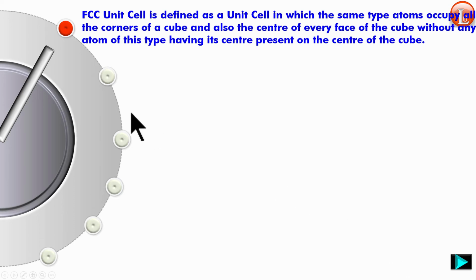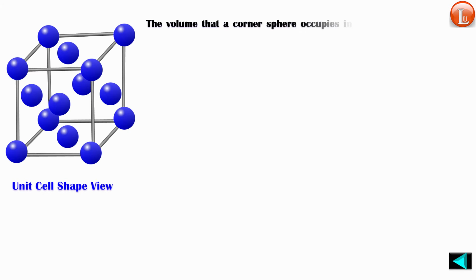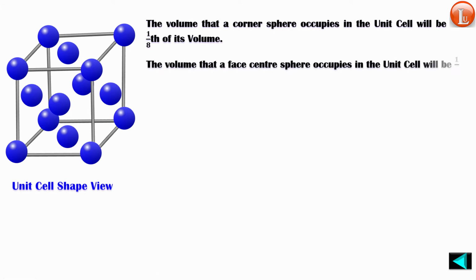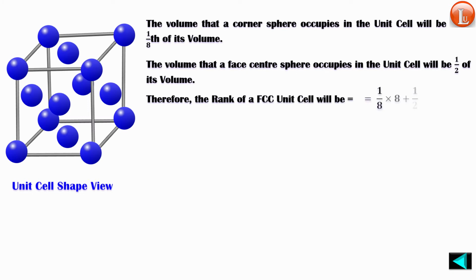So now let's look at the rank, the contribution. Well, this was the unit cell. Let me do it quickly. The volume that each of the corner occupies is 1/8, as we know, and the volume that each of these face centers occupies is only half in and half out. So each face center has a contribution of 1/2, and there are 6 face centers and 8 corners. So 1/8 into 8 and 1/2 into 6, that makes it 4. So the rank of the unit cell is 4.